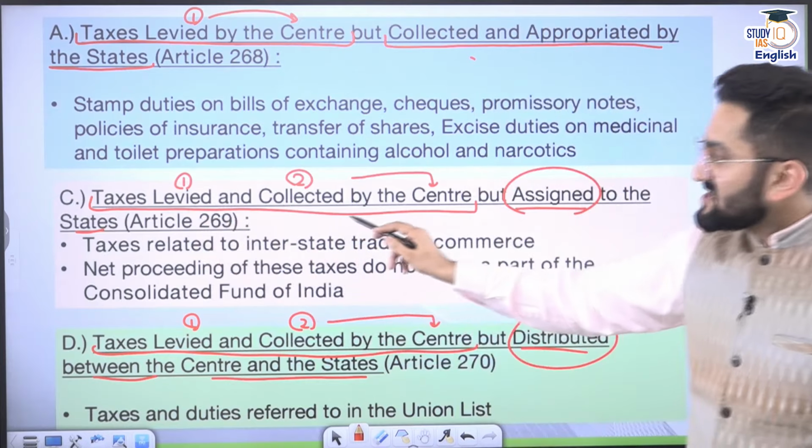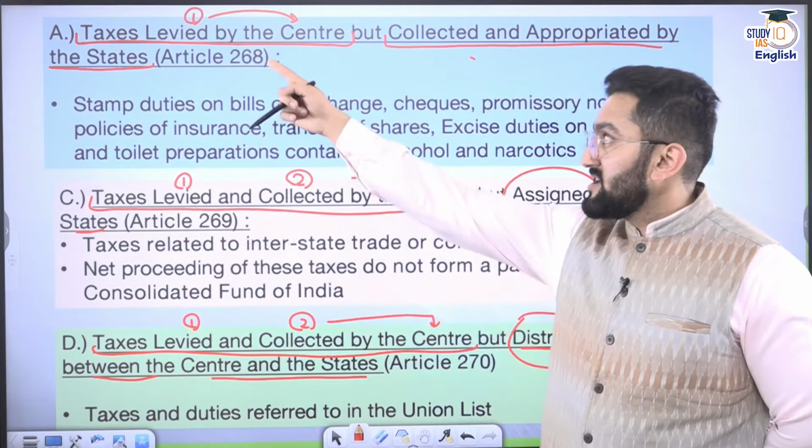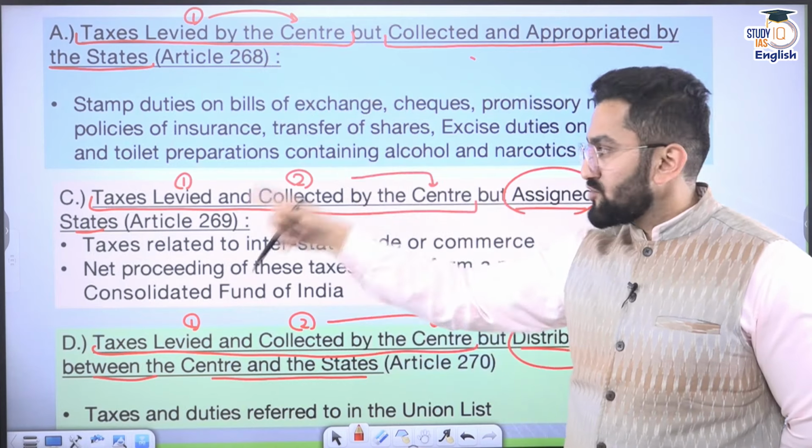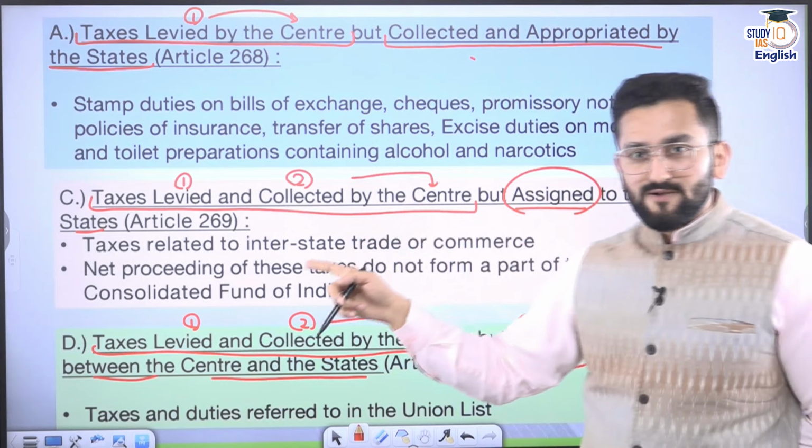Now, taxes levied and collected by center. So here you have two cases with the center. Earlier you had just one case with the center. Now two cases: levied and collected by center and assigned to the state.